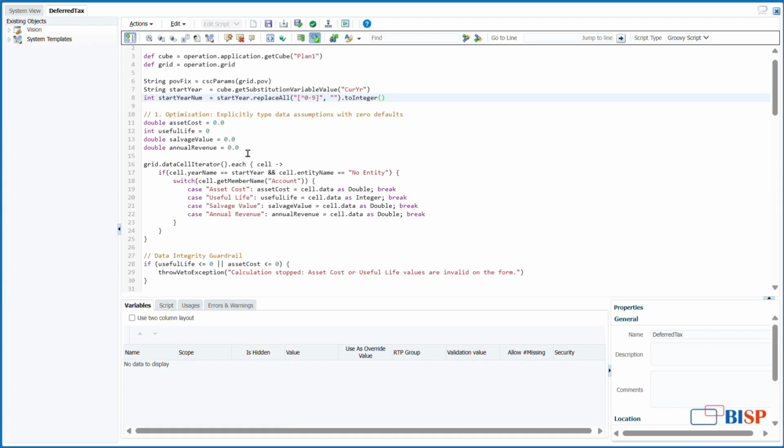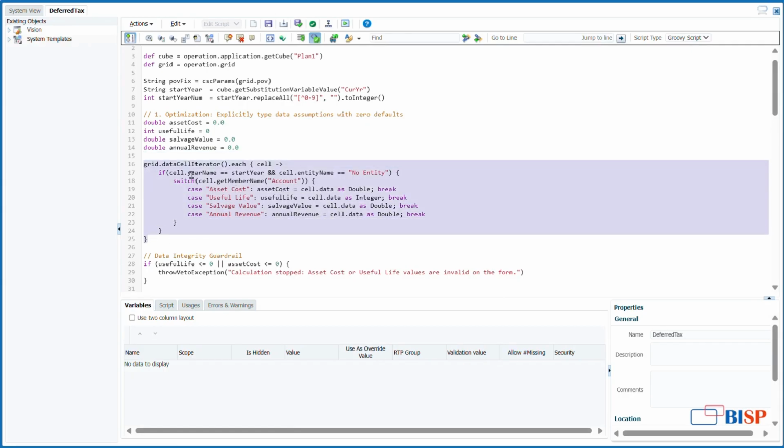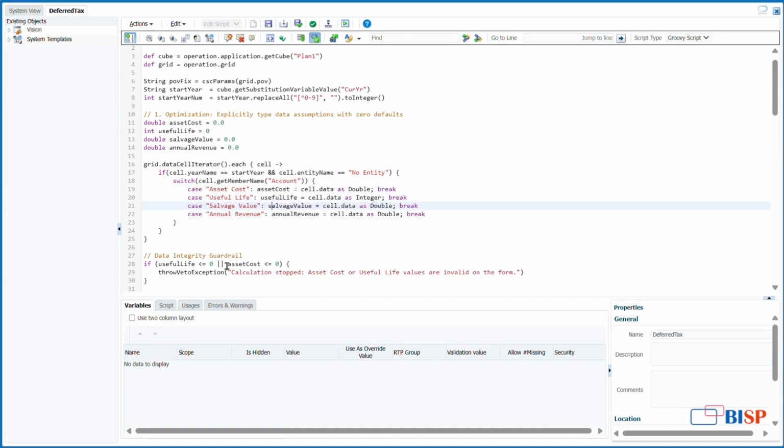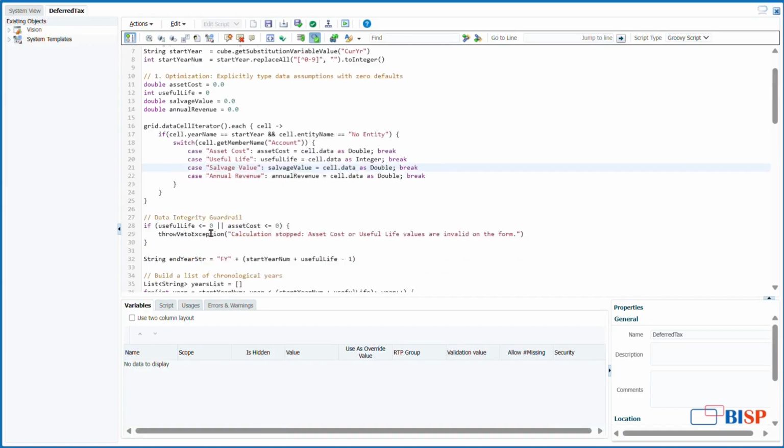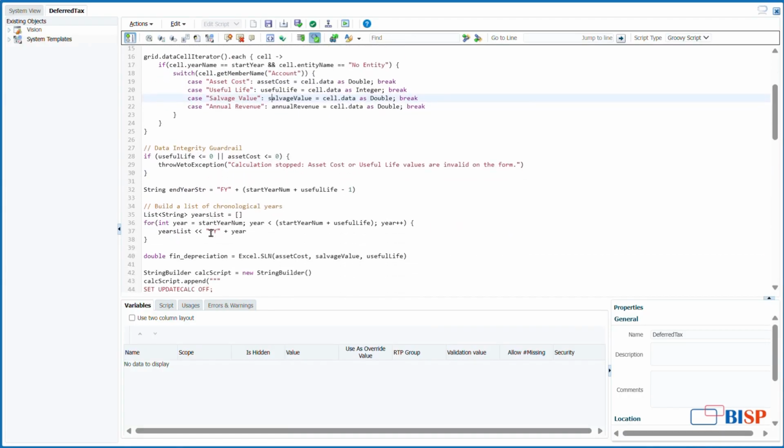Next, we declare variables for the business assumptions. These include asset cost, useful life, salvage value, and annual revenue. The script then loops through the edited data form and reads these values directly from the planning cube. These are exactly the same inputs that we entered in our Excel sheet. Instead of hard coding any values inside the script, everything comes directly from the planning form, making the solution completely dynamic.